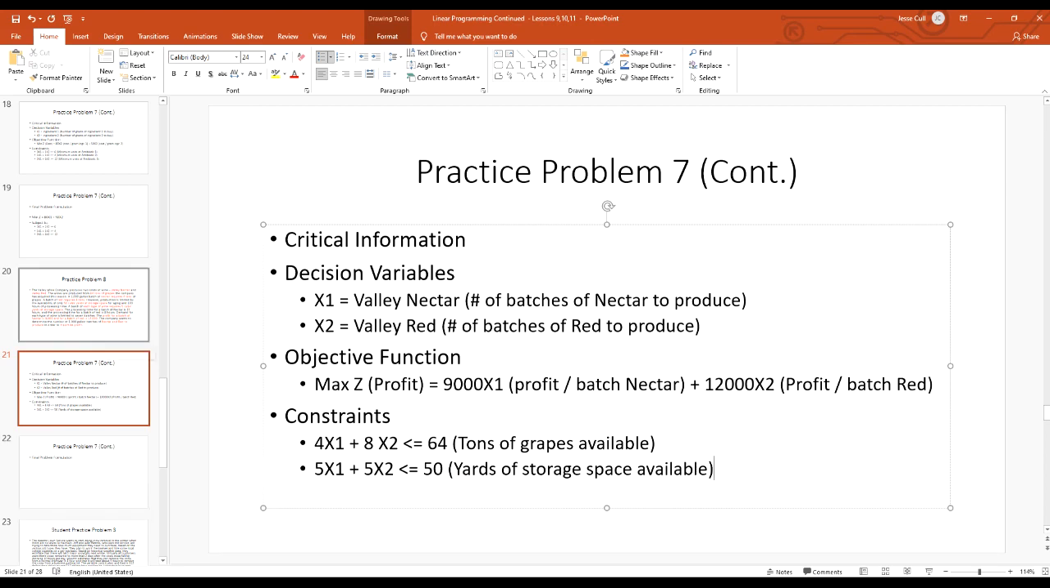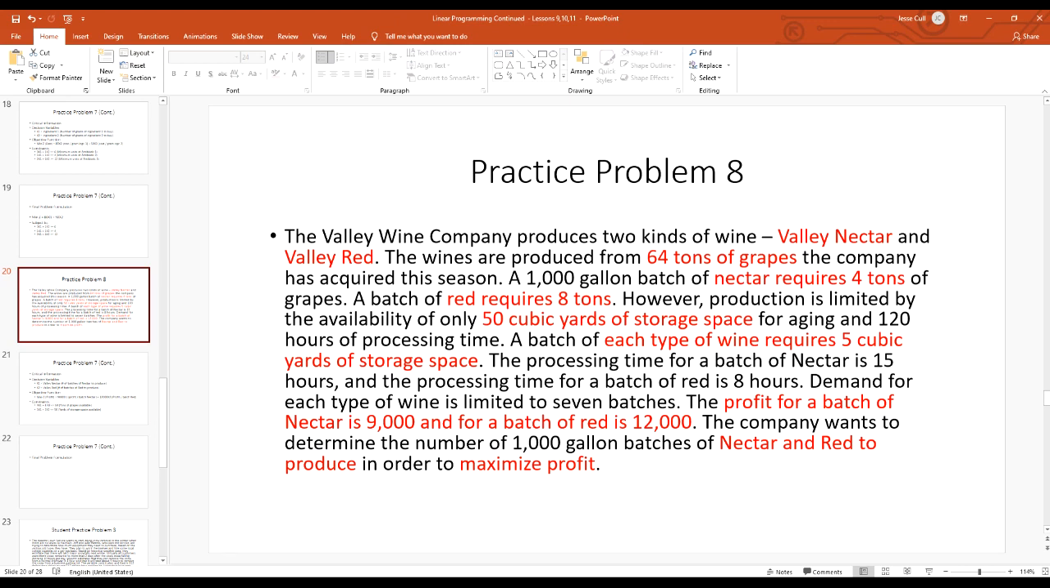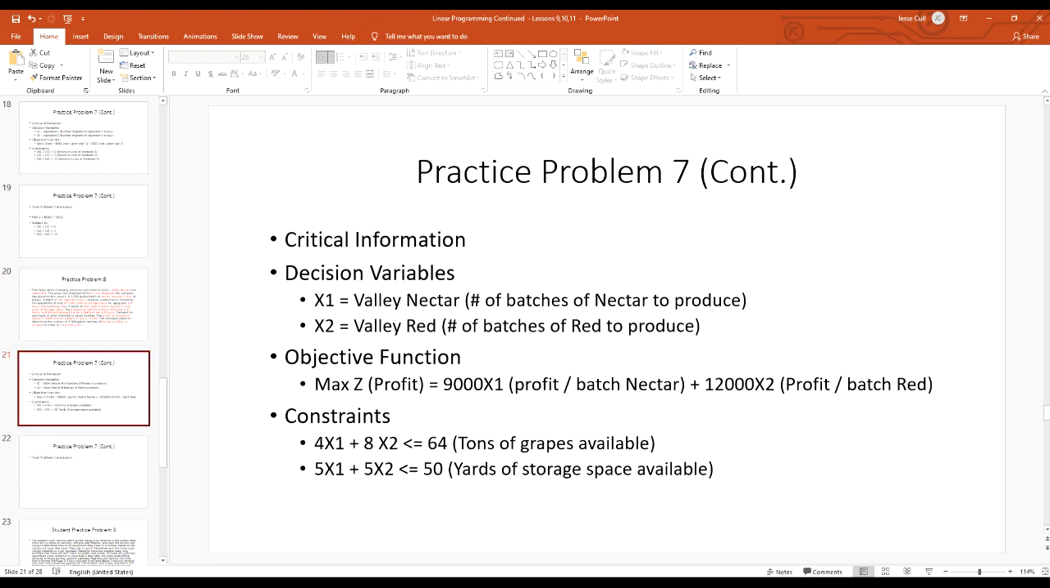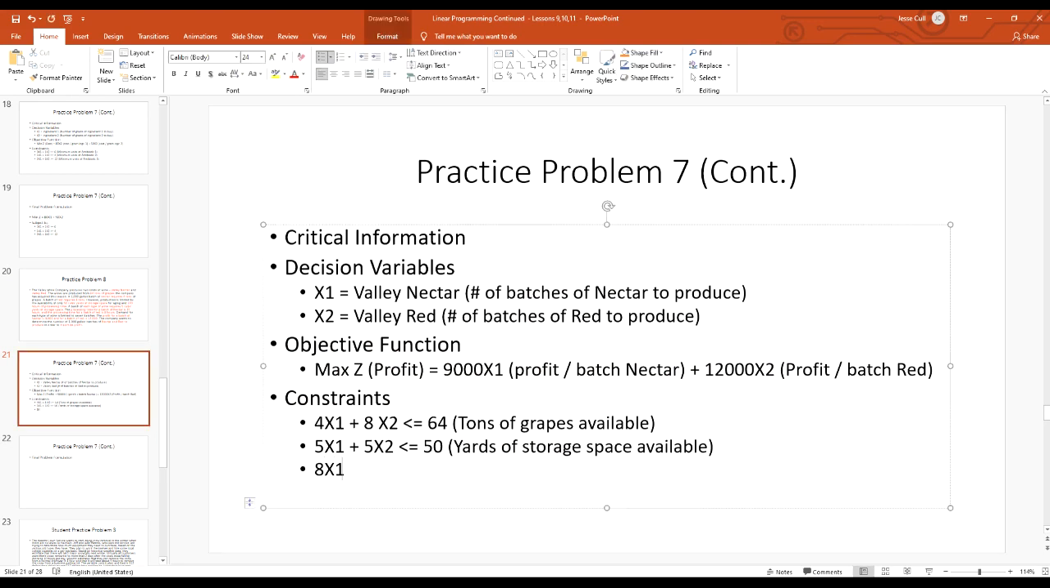The next section, we come back up. The processing time for a batch of nectar is 15 hours. Batch of red is 8 hours. And we have 120 hours of processing time. That's our third constraint. So we have 8x1 plus 15x2 less than or equal to 120. And that's hours of processing time available.